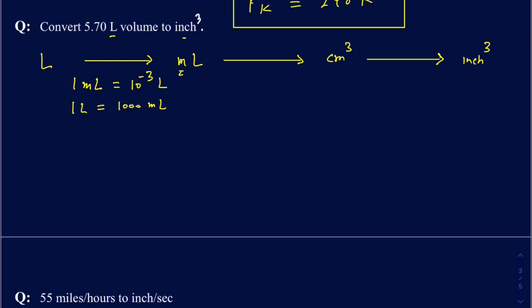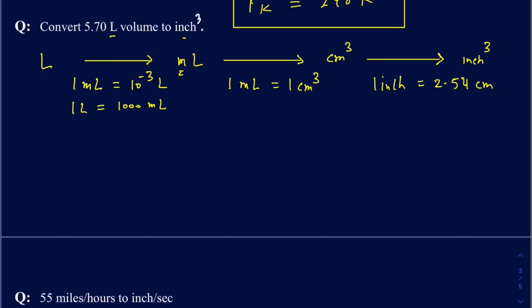Once you have your liters converted to milliliters, you want to convert it to centimeters cubed. When converting to centimeters cubed, remember this conversion factor. By definition, 1 milliliter is equal to 1 centimeter cubed. And then when you're going from centimeters to inches, 1 inch is equal to 2.54 centimeters by definition. So those are the conversion factors we're going to be using to convert this volume in liters into inches cubed.